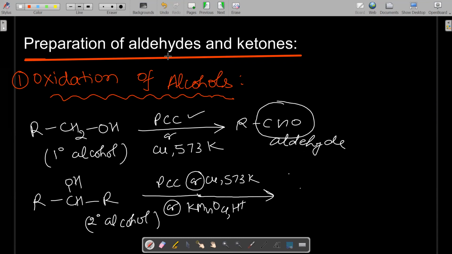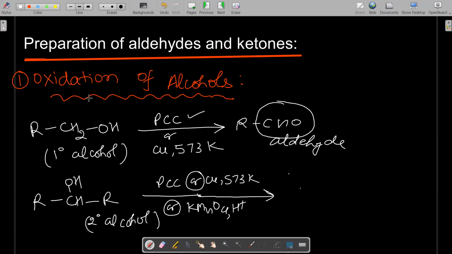So today we are going to discuss the preparation of aldehydes and ketones. Before this, we have already discussed IUPAC nomenclature, how to write the IUPAC naming of aldehydes, ketones, carboxylic acids and derivatives, and also the structure of the aldehydes, ketones, and carboxylic acids. So today in this class, we are going to discuss the preparation of aldehydes and ketones. Some preparation methods you have already done in the previous chapter.